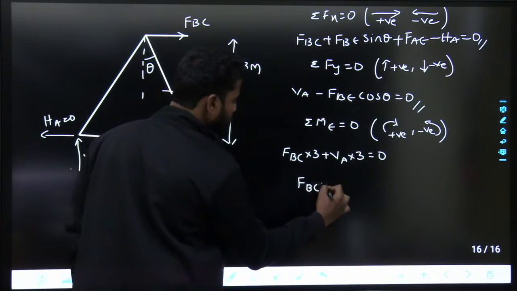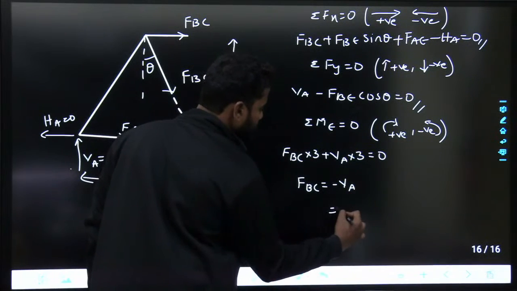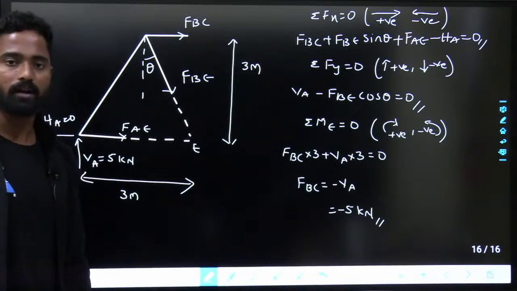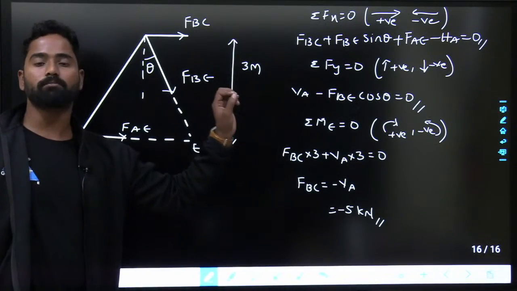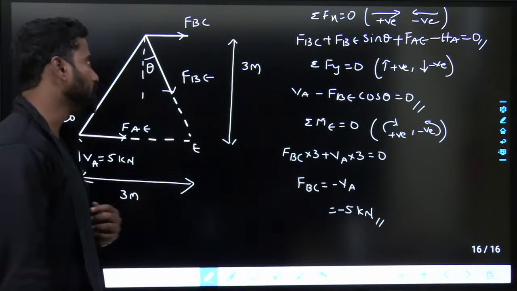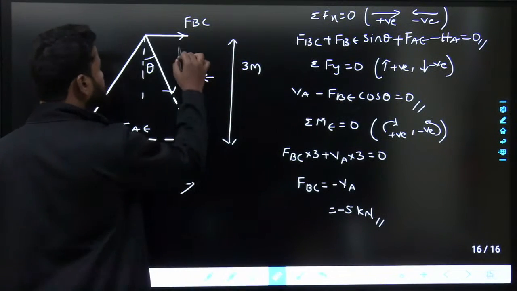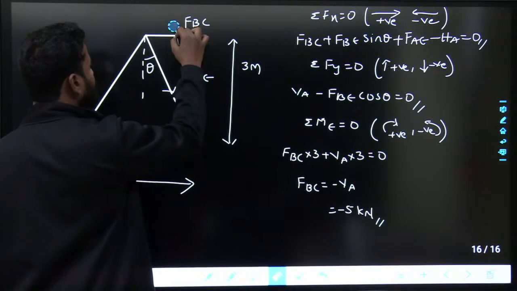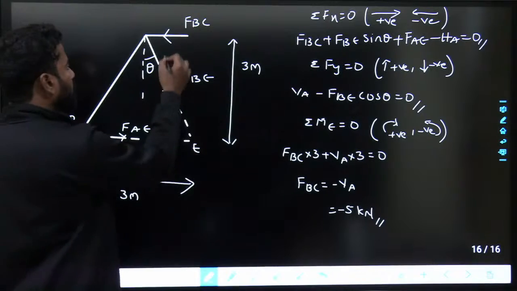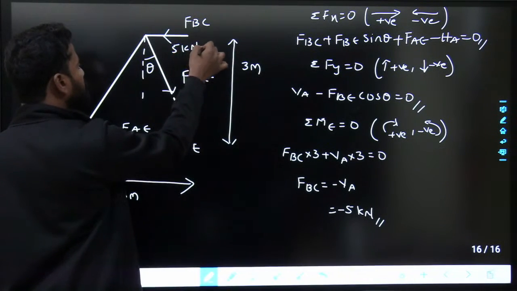FBC equals to minus VA, that is minus 5 kilonewtons. Minus means your assumed direction is wrong. Change the direction. So if I change the direction, it would be like this. Towards the joint, FBC 5 kilonewtons towards the joint.